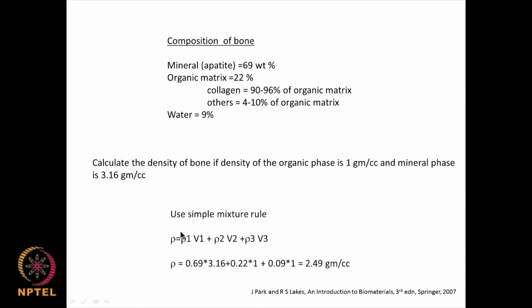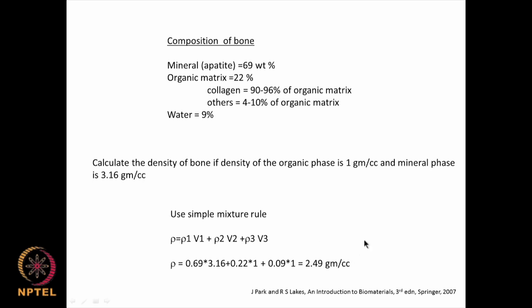So the simple mixture rule is density is equal to rho 1 V1, that could be mineral, plus rho 2 V2, that could be organic matrix, plus rho 3 V3, that could be water. So 0.69 is the mineral into 3.16 plus 0.22 into 1 plus 0.09 into 1, that comes to 2.49 grams per cc.